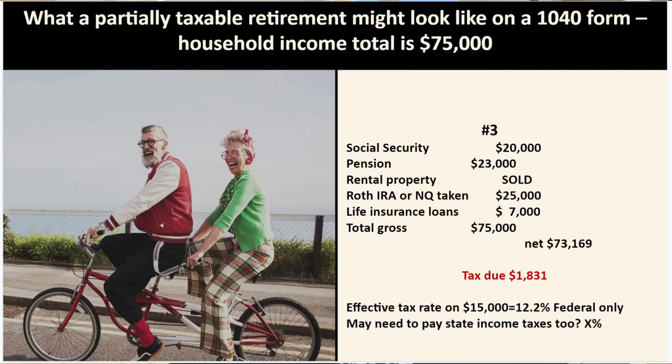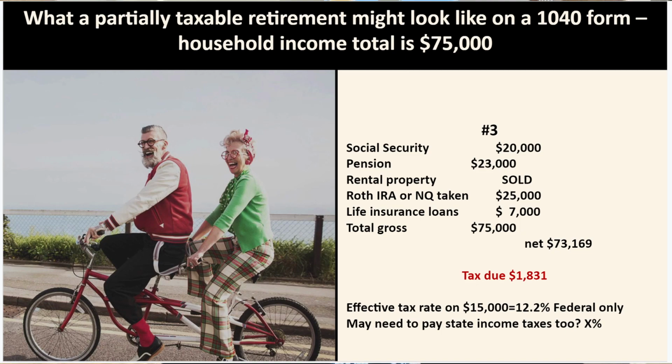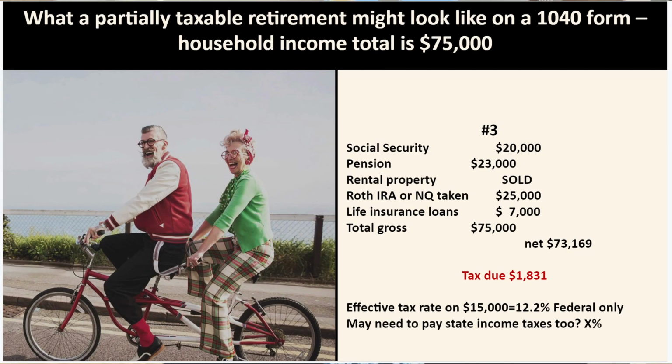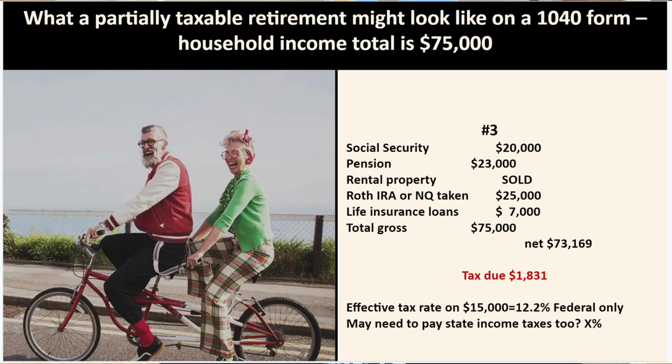Now let's look at example number 3. Remember that $20,000 Social Security? It's still here. And the $23,000 pension. We really can't do anything about the fact that those two sources of income are taxable income. They sold the rental property and they ended up putting some of that into life insurance, and they have a personal pension plan that they are doing and pulling off $7,000 of loans or tax-free proceeds. And they're taking $25,000 out of the Roth. Now they still have $75,000 of income, but look at that tax bill. It's only $1,831.